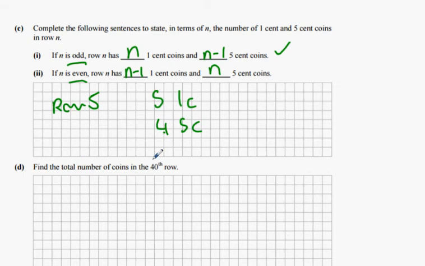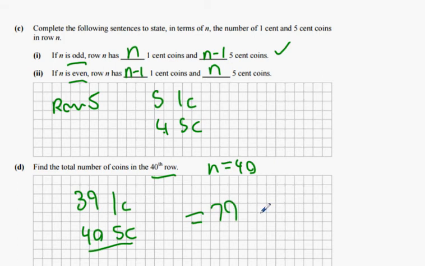Find the total number of coins in the 40th row. The total number of coins in the 40th row. Is the 40th row even or odd? Even. Using the even rule, n equals 40. How many 1 cent coins will I have? 39 1 centers. And how many 5 centers will I have? 40. What's my total number of coins then? 79 coins. Okay.